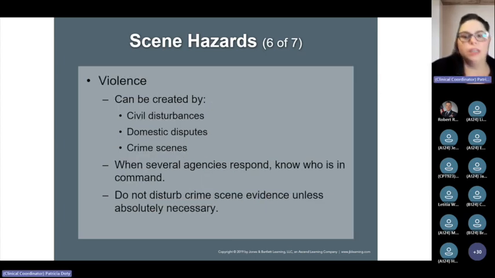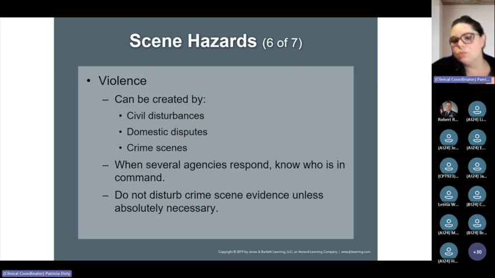Violence is another one. A lot of people go to these calls on the ambulance because of a civil dispute. So it can be domestic. It can be a crime scene. There's so many different things that you can come into. And remember, when you have a large gathering of people, people can turn hostile very quickly. And mob mentality is a real thing. So be cognizant. Be very aware of where you are, where your ambulance is, and where your patient is.